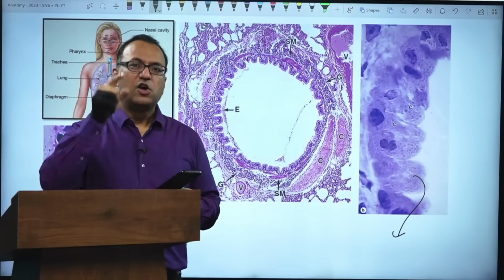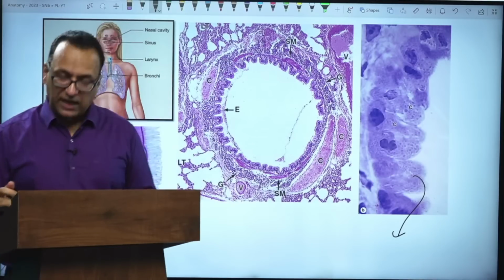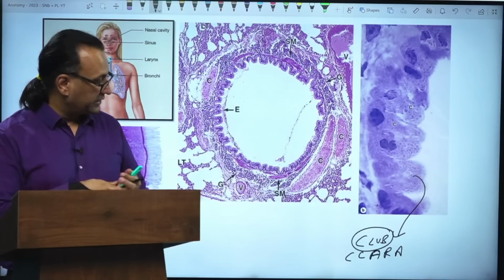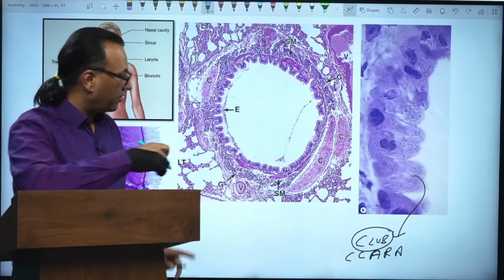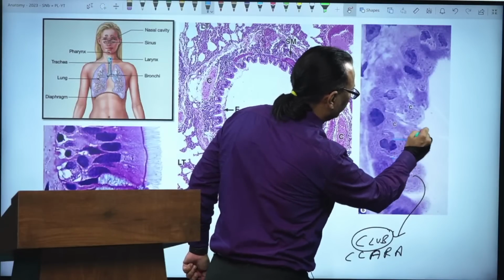Club cell. Very good. So this is a club cell, or what you can also call a Clara cell. How do you identify the club cell or Clara cell? It is a cell which is bulging.